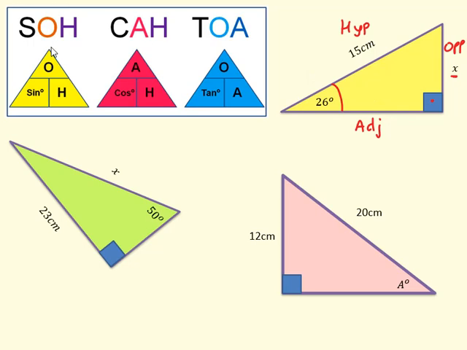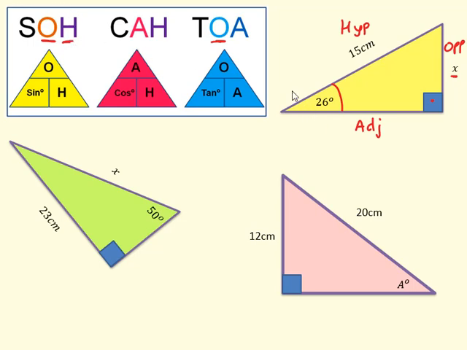Now we need to decide which one of these three to use. Do we use SOH, CAH, or TOA? Which one do we use? It's dead easy to decide. We're asked to work out the opposite, so anything that has an O in it is going to be useful. O stands for opposite, so we've narrowed it down to these two. And then we're told the hypotenuse, so anything that has an H in it is going to be the one we use. So we're going to use this one.